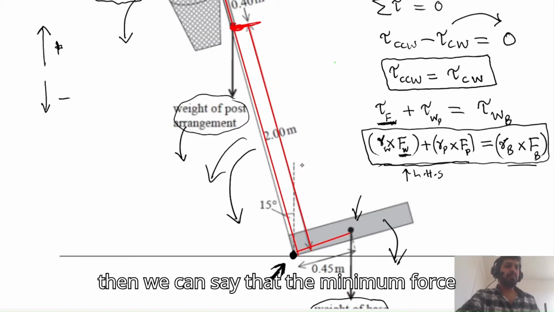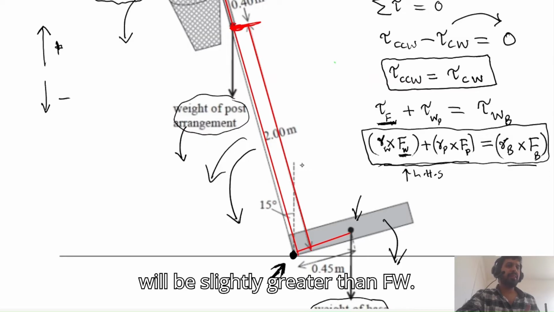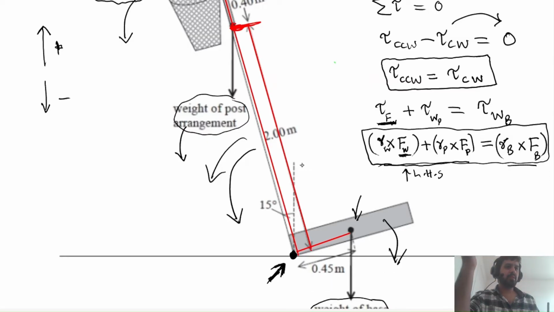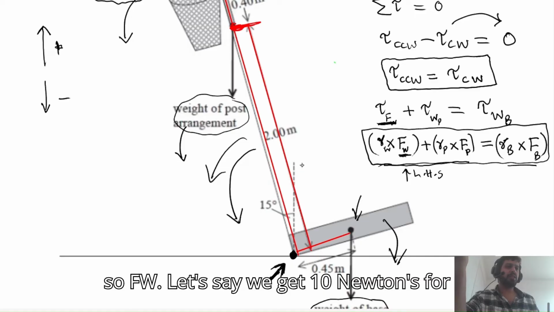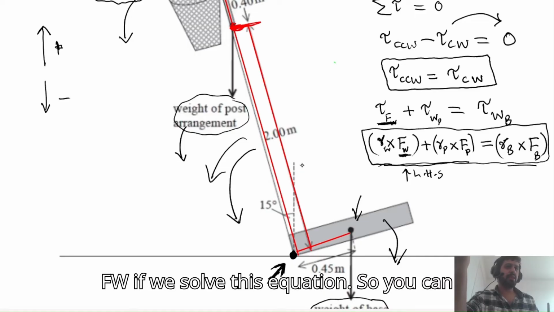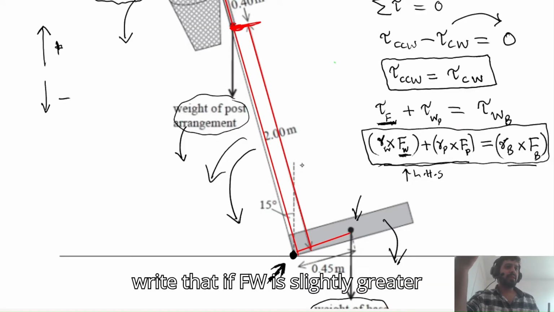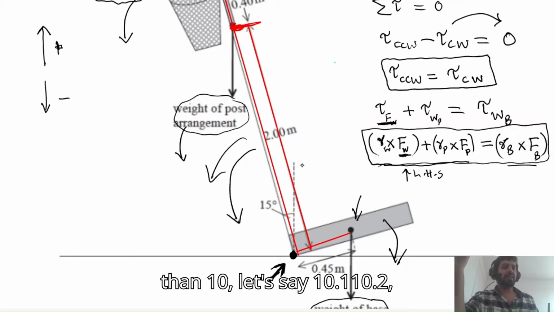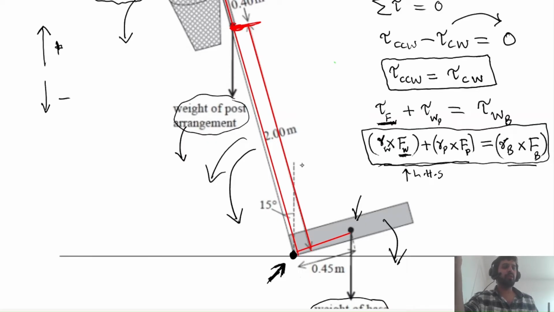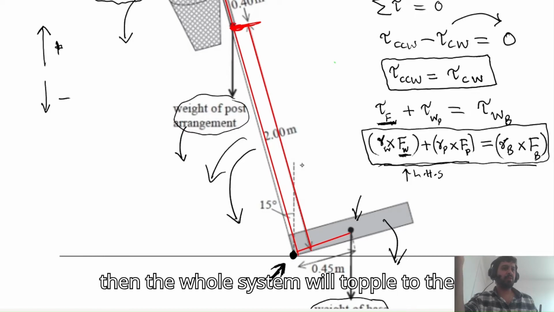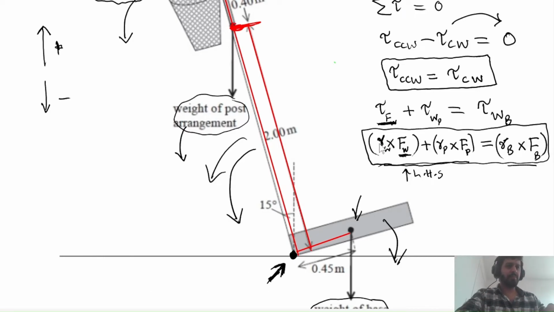And then we can say that the minimum force will be slightly greater than Fw. So Fw, let's say we get 10 newtons for Fw if we solve this equation. So you can write that if Fw is slightly greater than 10, let's say 10.1, 10.2, then the whole system will topple to the left side. So this is our strategy, okay?